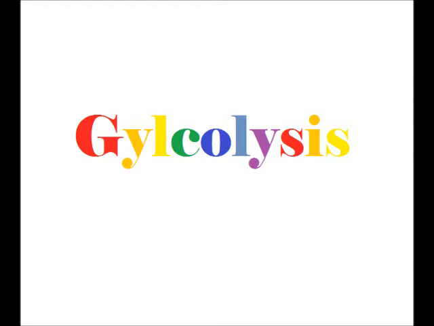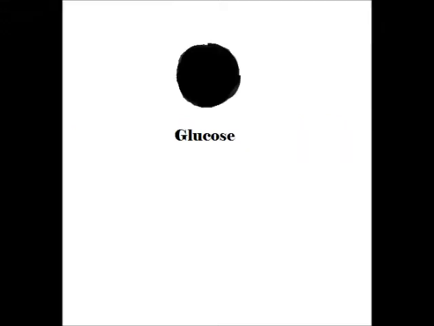Okay, so this is the process of glycolysis. Glycolysis means sugar splitting in Latin, and that's basically what the process does. It takes 6-carbon sugar, glucose, and breaks it down into 3 carbon sugars. So we're going to begin then.